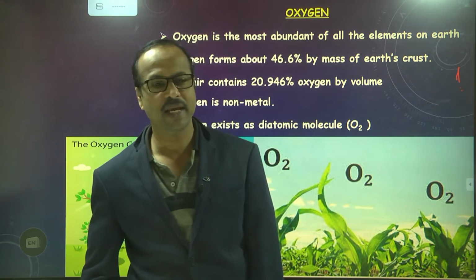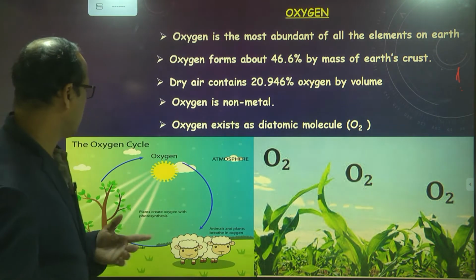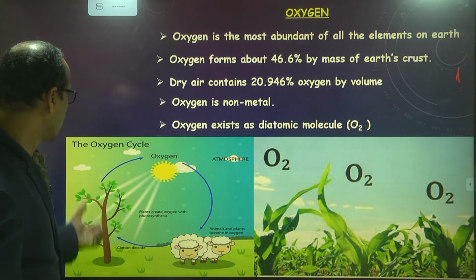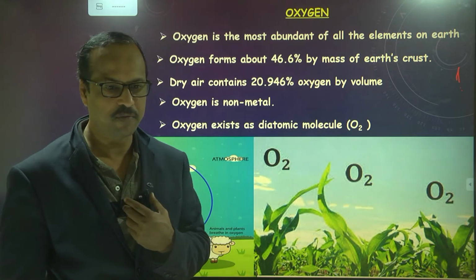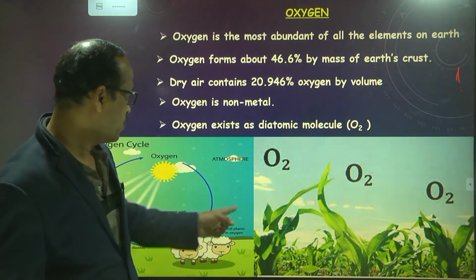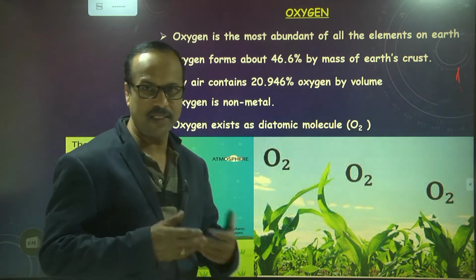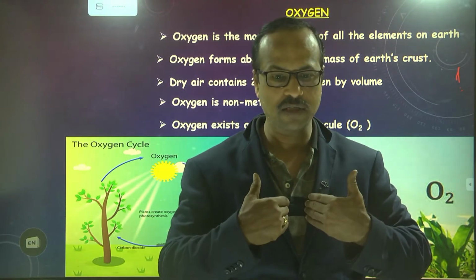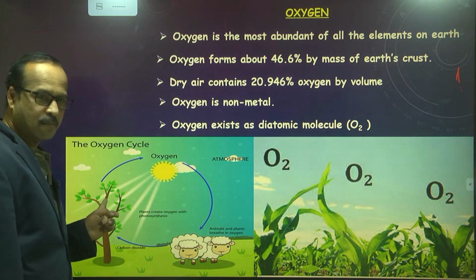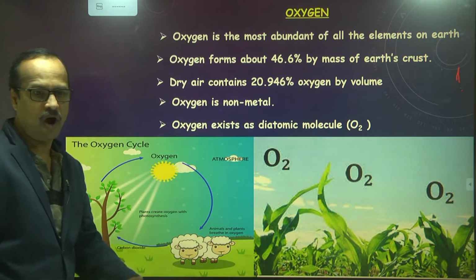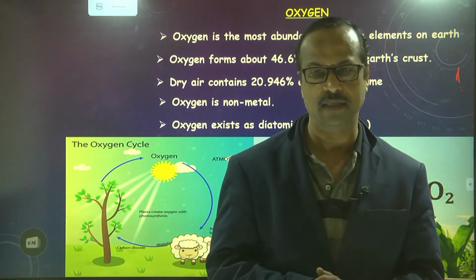So naturally we can get oxygen in nature, in the atmosphere, and how do we get it? This is the oxygen cycle. Plants and trees absorb carbon dioxide from the atmosphere and release oxygen. This oxygen is utilized by human beings and animals, who inhale the oxygen and exhale carbon dioxide. Again the carbon dioxide is taken by the plants, and they release the oxygen. So naturally we can get oxygen from the plants in nature.